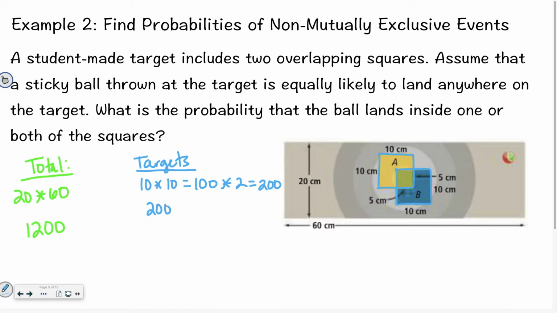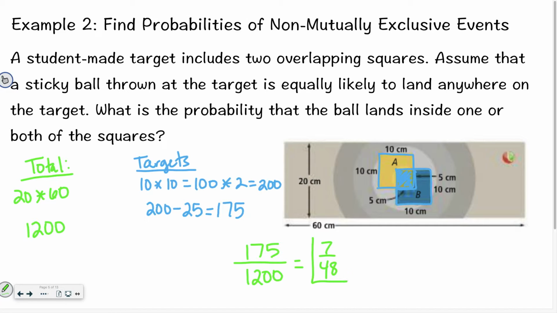But then we need to account for this space right here that overlaps. The side length is 5 and 5, so 5 times 5 is 25. So the area of the targets is 200 minus that overlap, so 175. That means the probability of it landing in one of those 2 squares or the overlap is 175 over 1,200. And what I want you to do from there is simplify. So I would ultimately simplify down to 7 over 48 if I kept going.